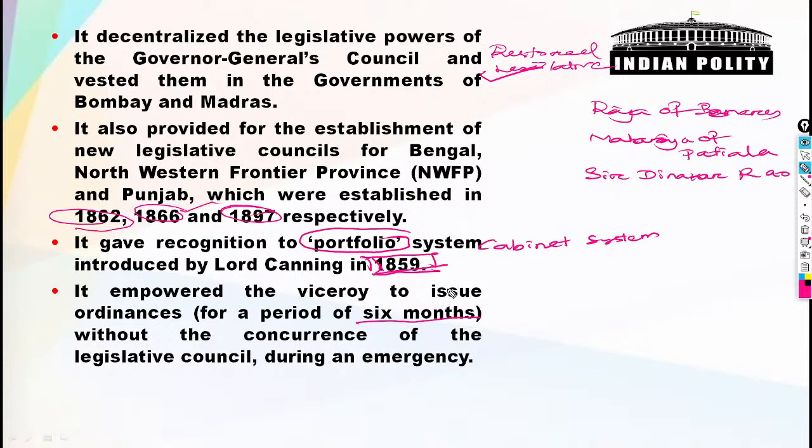You can see that a lot of changes took place in the Indian constitutional system. First of all, it introduced the representative system. Second, it restored or decentralized legislative powers. Third, it provided for the establishment of legislatures in certain provinces. It introduced the cabinet system, turning the executive council into a cabinet by dividing it into various ministries or portfolios, and also introduced the most important part, the ordinance making power.